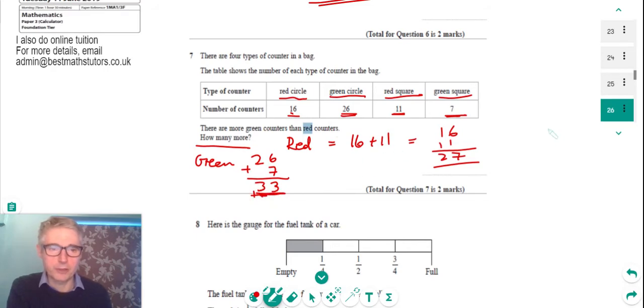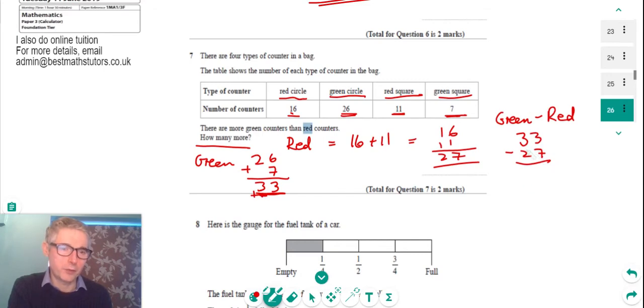So what's the difference between that? We need to know how many more green than red. So we're going to actually subtract the red from the green. So we're going to go green minus red. And to do that, we can say 33 minus 27. And we're going to have to borrow from this 3 here to make that a 2. Carry that onto there, makes that 13. So 7 from 13 gives us 6. And then we've got 2, and 2 from 2 is 0. So the answer is 6. We've got 6 more.